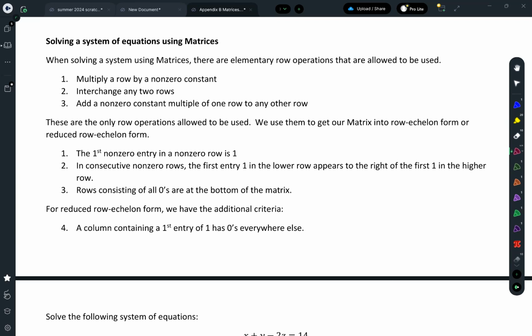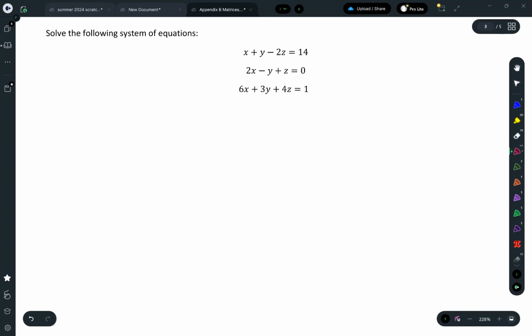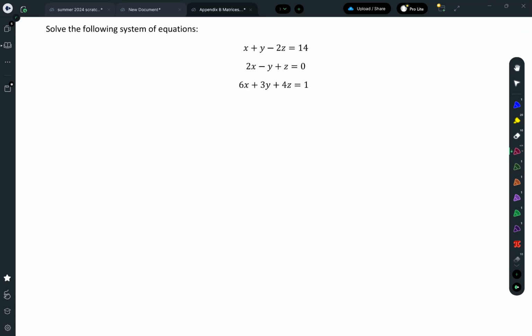And if we want to go to reduced row echelon form, we have one additional criteria. A column containing a first entry of 1 has zeros everywhere else. So let's see how we can apply this to the following system of equations. We're given 3 equations, x plus y minus 2z is 14, 2x minus y plus z is 0, and 6x plus 3y plus 4z is equal to 1.